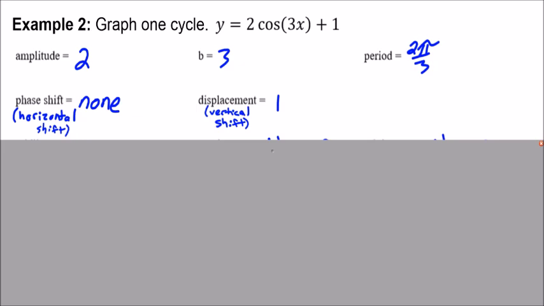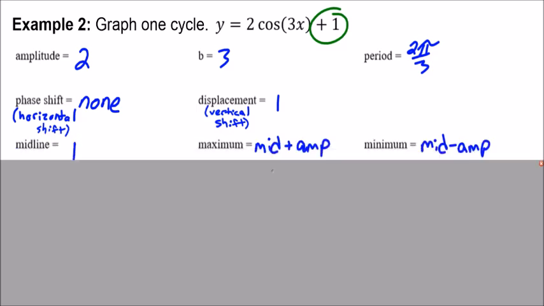But this graph does have some displacement. There is a vertical shift that's moving the graph up or down. And we get that from this value right here. If you're adding a number at the end of the function, if you're adding something to the entire sine or cosine wave, that's your displacement. That's your shift up or down. In this case, we're shifting this cosine wave up positive 1.